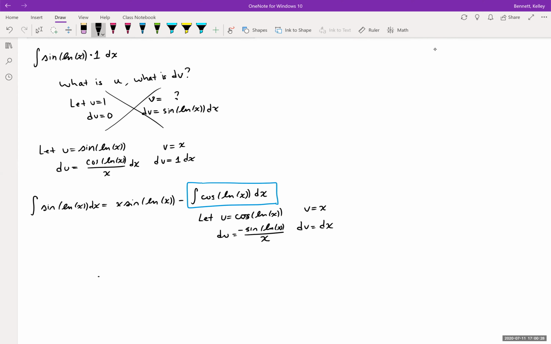So I'm still going to get my beginning stuff, so x sine ln of x minus the blue guy. So that's going to be uv, which is x cosine ln x, minus the integral of v du. And again, the x's cancel out. So I'm left with negative sine of ln of x dx.